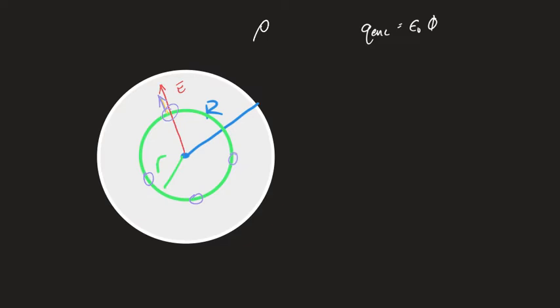Because that means the Q enclosed has to be rho times whatever the volume enclosed is. And the volume enclosed is this volume, which has to be 4/3 pi little r cubed. Now, I can't leave this in my answer. I will have to get rid of this later.